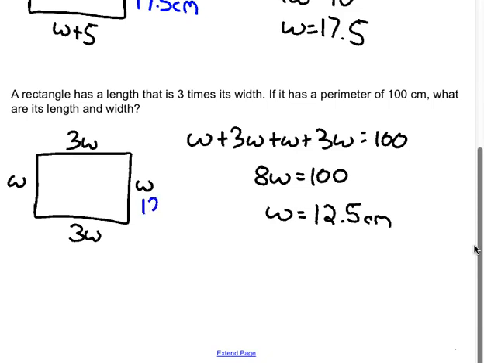So if the width is 12.5 centimeters and the length is 3 times that, the length is going to be 37.5 centimeters. Because it did specifically ask for both, you do need to make sure that you give me both answers when that's what the question is asking for.